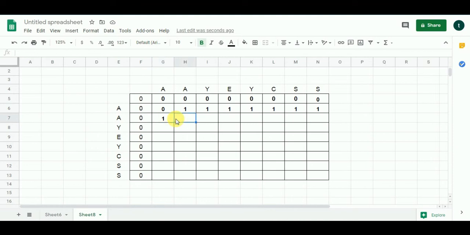Coming over here, let's match this A with this A. Now, both the characters are the same, but their indexes are also the same. Hence, I am going to take the maximum of either this value or this value, and I am going to put the value which is maximum out of these two cells. So it is going to be 1.